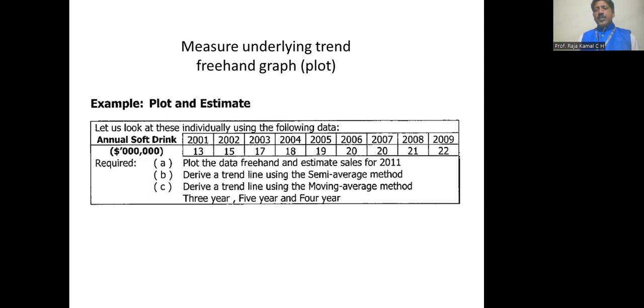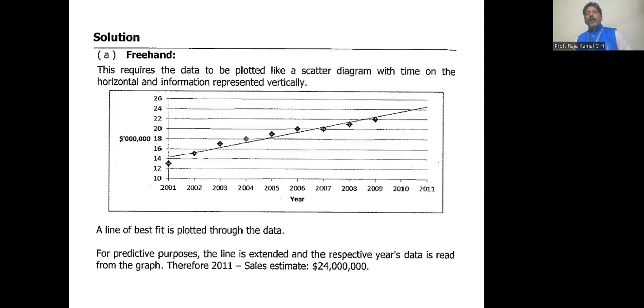On the y-axis 1 centimeter is equal to 2 units we can take, and you can start the graph by giving a false baseline from 10 or 11. Now it is a freehand diagram, and you can draw with a free hand, and it is not required to draw particularly by using the scale.